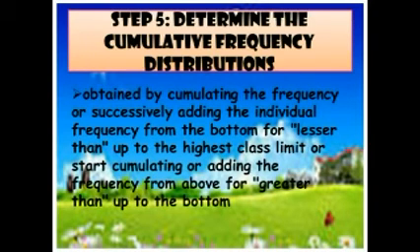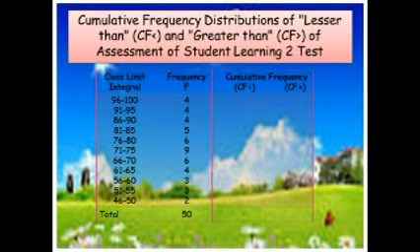Cumulative frequency is obtained by cumulating the frequency, or successively adding the individual frequencies from the bottom for lesser than up to the highest class limit, or by starting to cumulate or add the frequency from above for greater than, down to the bottom. Look at the table. We have two cumulative frequency distributions, lesser than and greater than. We do first the cumulative frequency lesser than. We must start at the bottom to the top.